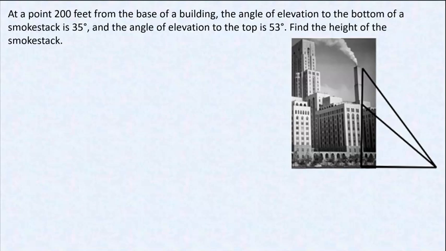Just for the record, as I put these videos out into the universe, I do not make up these problems. Most of them come from years of finding them in standardized test booklets and state test guides. So now let's take a look at this problem. At a point 200 feet from the base of the building, the angle of elevation to the bottom of a smokestack is 35 degrees. The angle of elevation to the top is 52 degrees. Find the height of the smokestack.